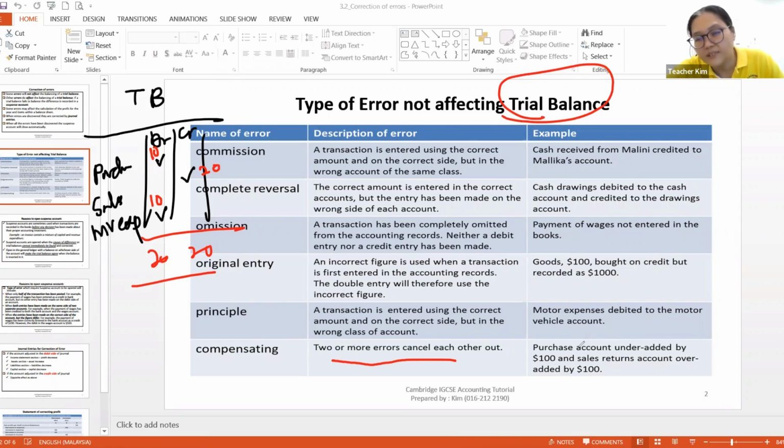For example, here, purchases account under-added by 100 and sales return account over-added by 100. These are both debit. One short, one extra, both on the debit side, will also neutralize the error. So in the exam, sometimes they will just ask you, what is the error? They just ask you the term, give the answer. Sometimes they give you the term, they want you to give what is meant by commission, what is meant by omission. And sometimes they ask from the question, you give the example which refers to this one. So it depends on the exams.